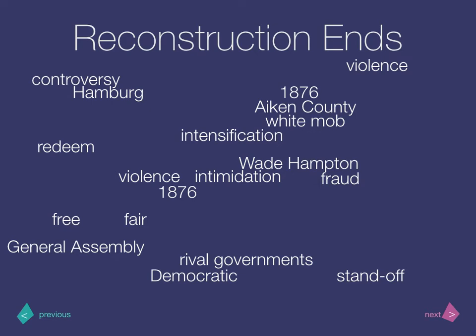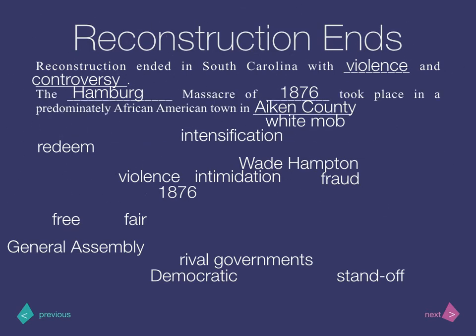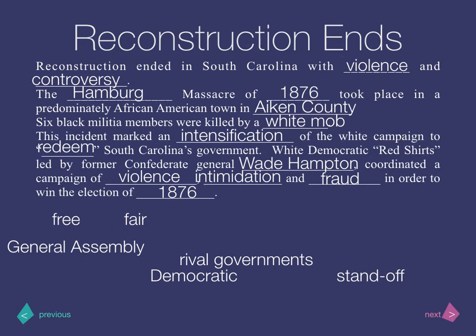Reconstruction ends. Reconstruction ended in South Carolina with violence and controversy. The Hamburg Massacre of 1876 took place in a predominantly African American town in Aiken County. 6 black militia members were killed by a white mob. This incident marked an intensification of the white campaign to redeem South Carolina's government.